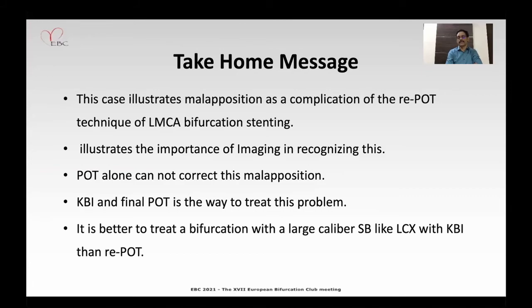The popularity of the REPOT technique is because of the ease of doing. You need not put two balloons like in kissing balloon, which is a little more cumbersome. Here we only need to put one balloon followed by POT. The technique is very simple to do, but the downside is the malapposition that can occur, which can be corrected only by kissing balloon and the final POT.